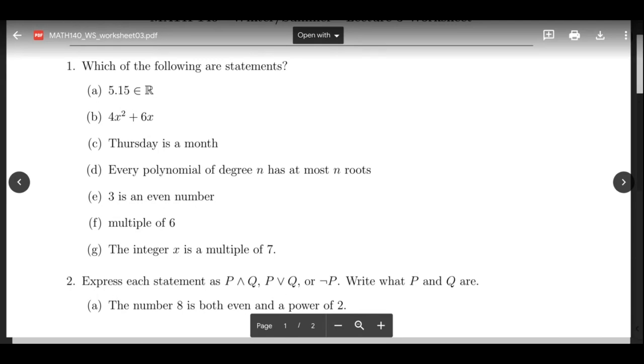What about F? Multiple of 6. Not a statement, right? It's just an expression. Okay, G, the integer x is a multiple of 7. Is this a statement?